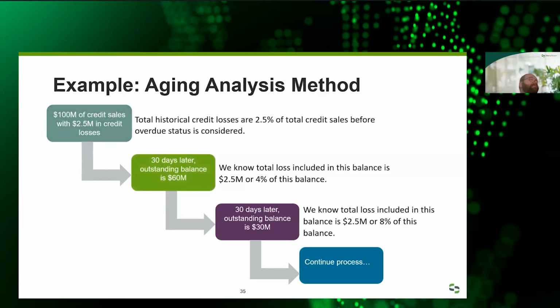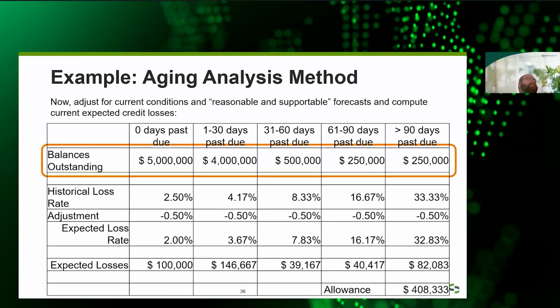And then 30 days later, well, after 40 million was paid, there's 60 million left, and there's still 2.5 million of that 60 million that never got paid, and so on and so forth. And so that's where you end up and why you use 2.5 million over each of the aging categories, right? And so you would simply then apply that to your ending AR balance.